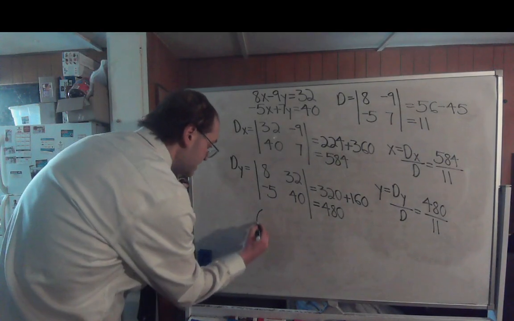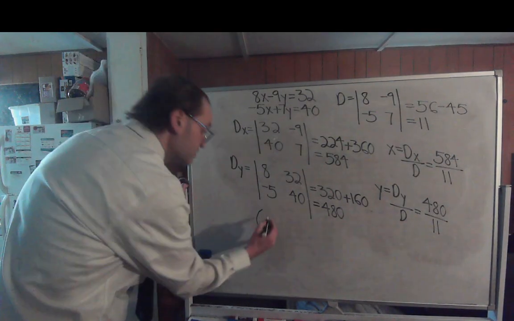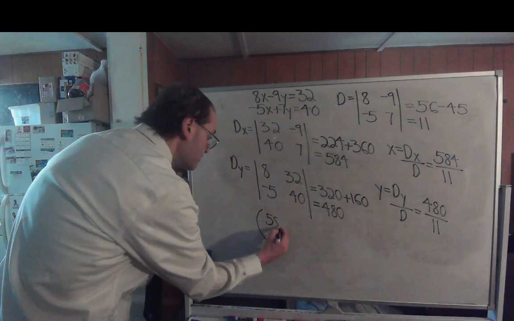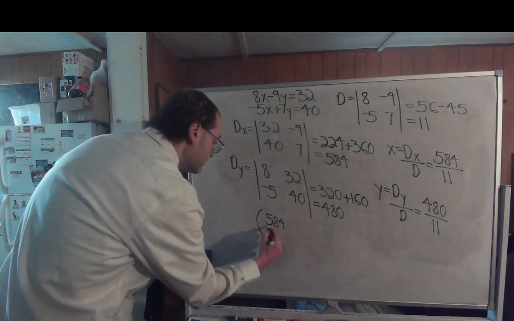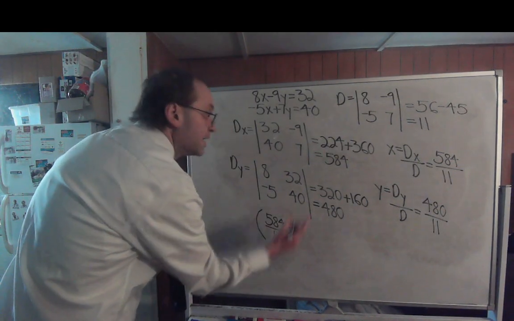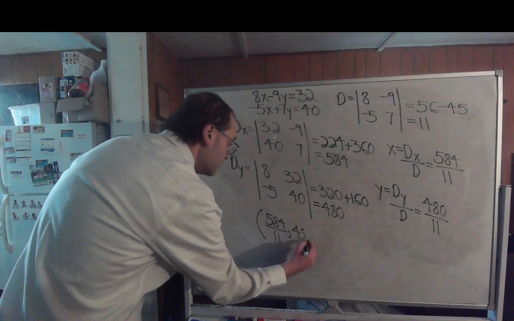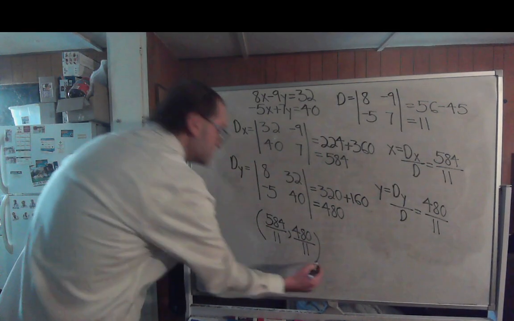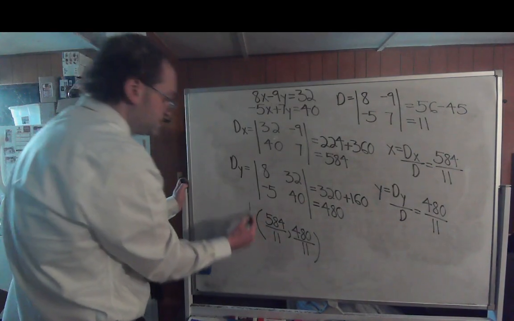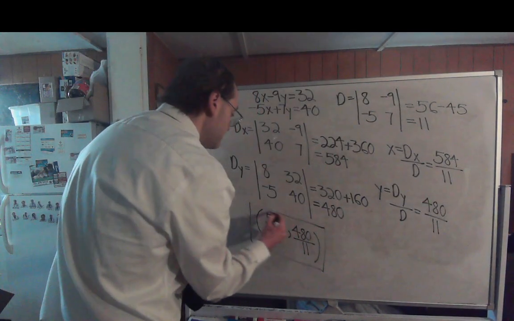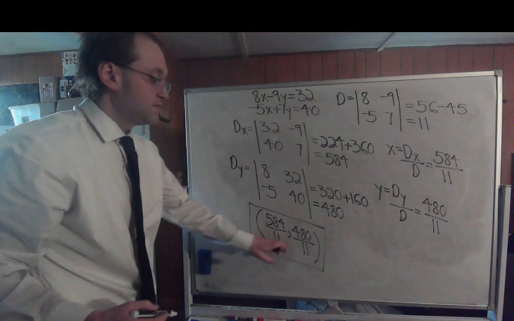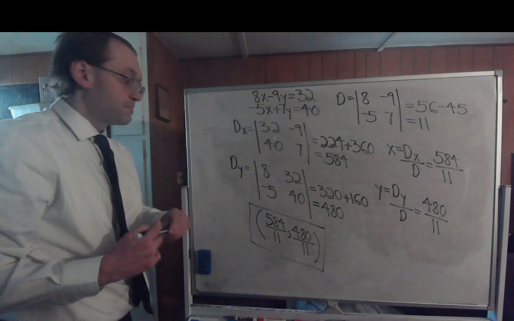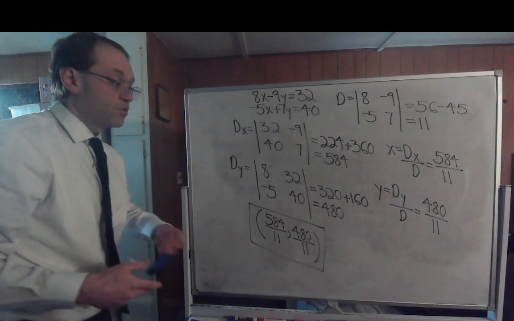So we at least now have our two ordered pairs. X would end up being 584 over 11. Y is 480 over 11. So the ordered pair that's a solution to this system is going to be 584 elevenths, 480 elevenths. And I got just one more example here.